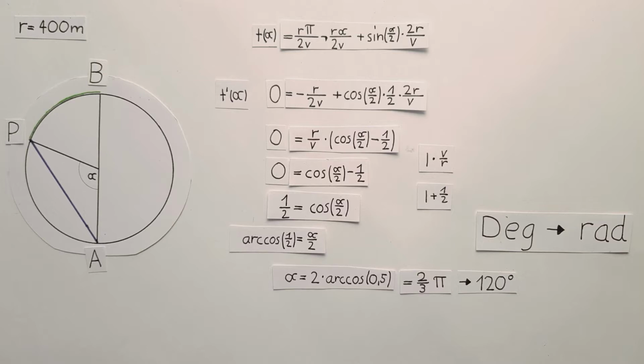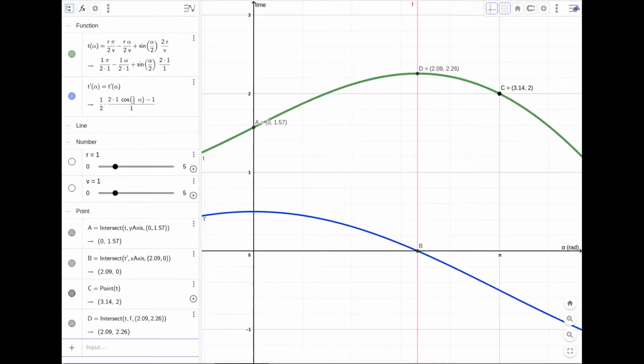Well, are we sure about it? Let's check the graphic device. We are only interested in the range from 0 to pi. Green is the function and blue the derivative. At point A, alpha equals 0 and corresponds to walking all the way. For this we need pi half time, as we calculated in the first part.